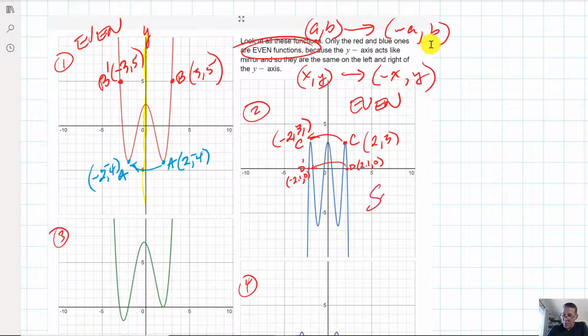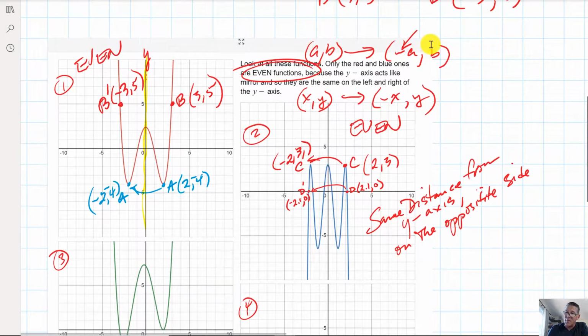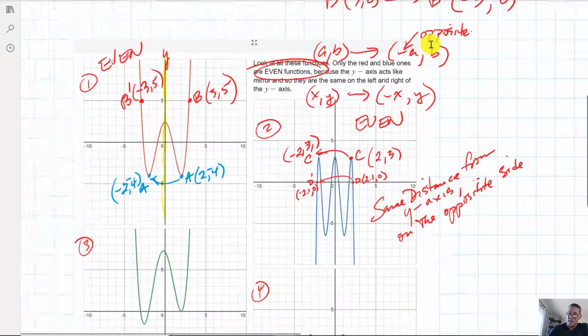And to notice that, every point is the same distance, all right, from the y-axis, but on the opposite side. And that's why the points, when you reflect them across the y-axis, a comma b becomes the opposite of a comma b because it's on the opposite side. This symbol right here is the negative symbol, but it's referred to as the opposite, okay? All right. And then when you go on the opposite side of the y-axis, it changes sign. The y-coordinate doesn't change at all, only the x-coordinate or the first coordinate, okay?